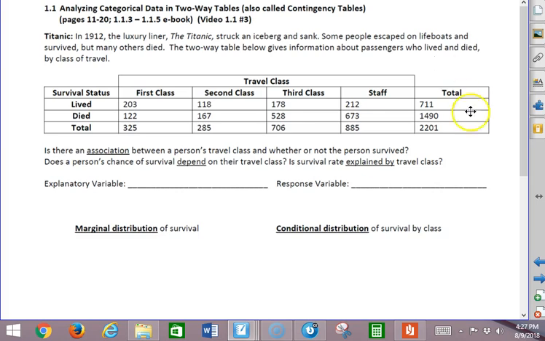So because of that last sentence, we think of one variable as the explanatory variable, the variable that explains the other variable. So we're going to say the explanatory variable is their travel class, because we want to know, does what class they traveled in help to explain whether or not they survived. So the survival status is the response variable.